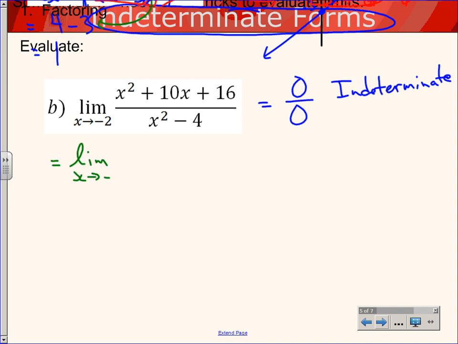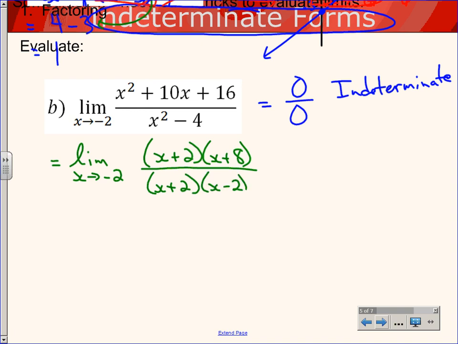And yes, I'll probably try and trick you at some point and make a nice easy one and see if you catch it. If we factor the top, x plus 2 and x plus 8. The bottom's a difference of squares. And this is what we needed to happen, right? We needed to have those x plus 2's. The problem happened because we're subbing in minus 2, right? So if I can get rid of the x plus 2's, that's where the 0 is coming from. So those cancel.